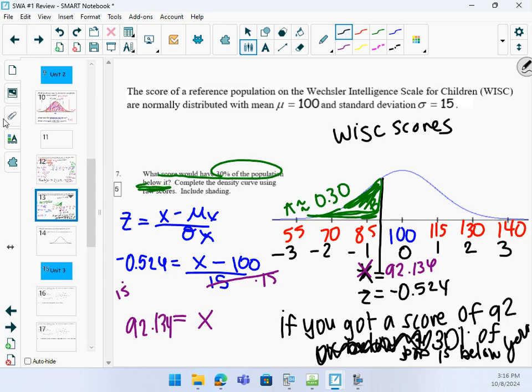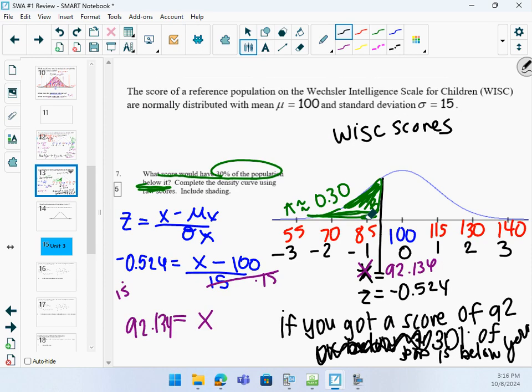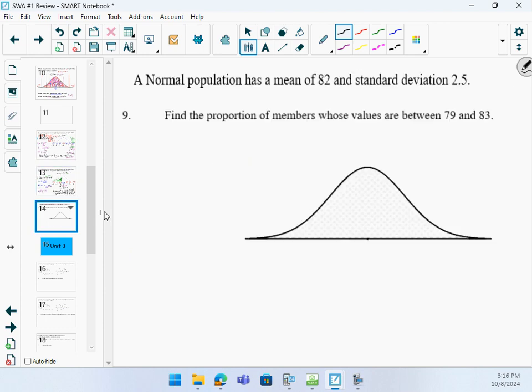Alright, and then last but not least, so you had one where you used a normal CDF, you had one where you did inverse norm, you went backwards, and this one is a little bit different, so let's check this one out on your path as well. Number 9. Find the proportion of members who fall between two different numbers.